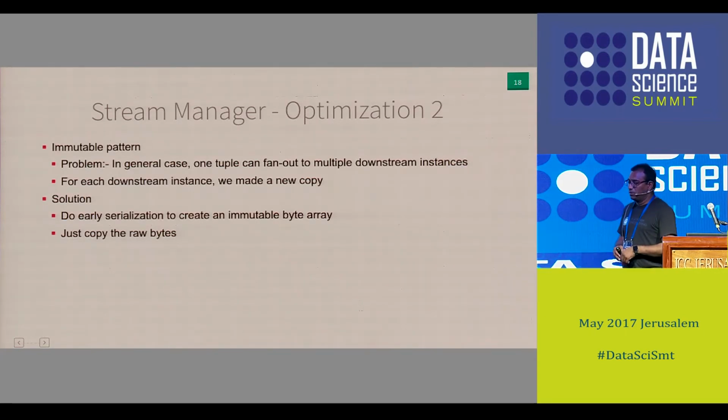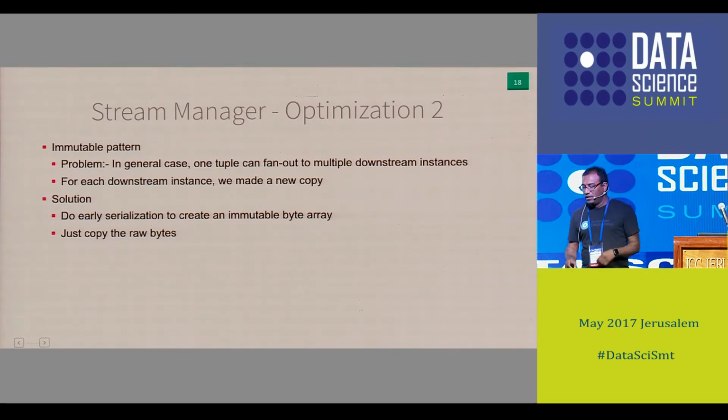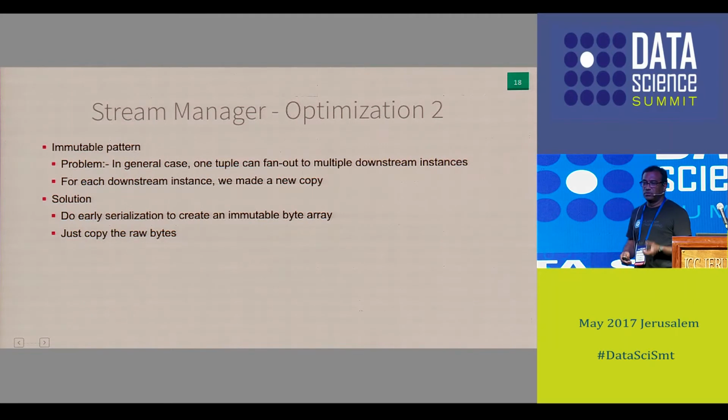In general, one tuple can fan out to multiple downstream instances, because if you look at Storm, when the data is routed, you can route the data to multiple instances at any given time. So for each downstream instance, we made a copy. Whenever the same data is being sent out, we are sending copies and copies of data. Instead of doing that, we just do an early serialization to create an immutable array and just copy the raw bytes. Which means only one single copy is kept instead of taking a copy for every instance. Just one readable copy, and send the raw bytes.